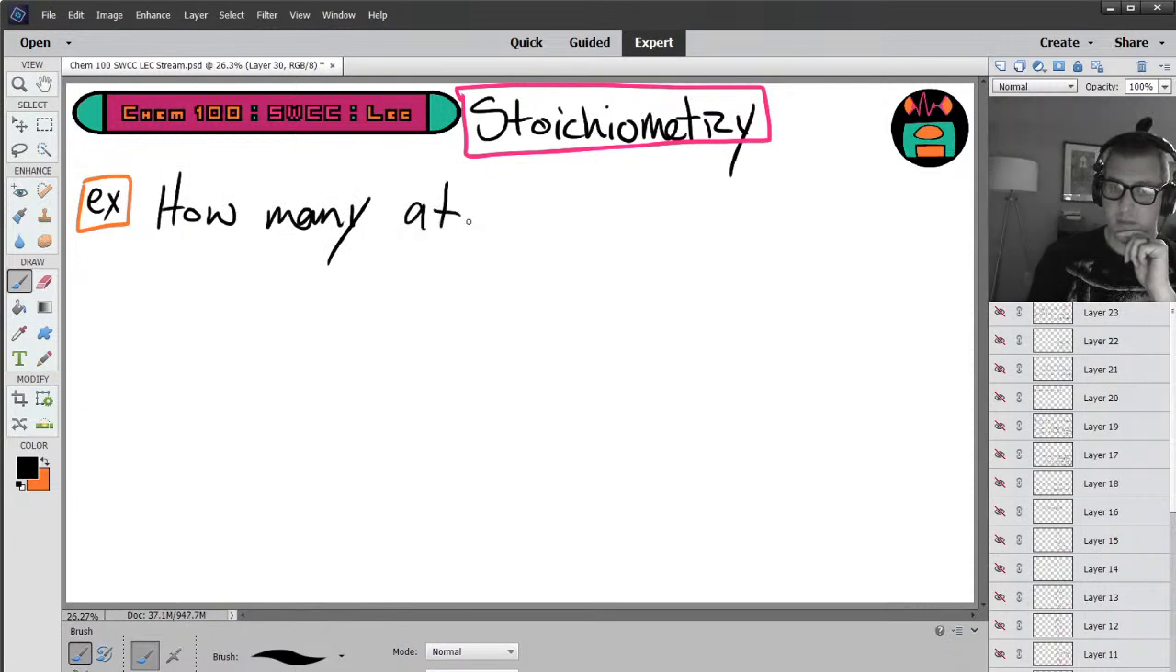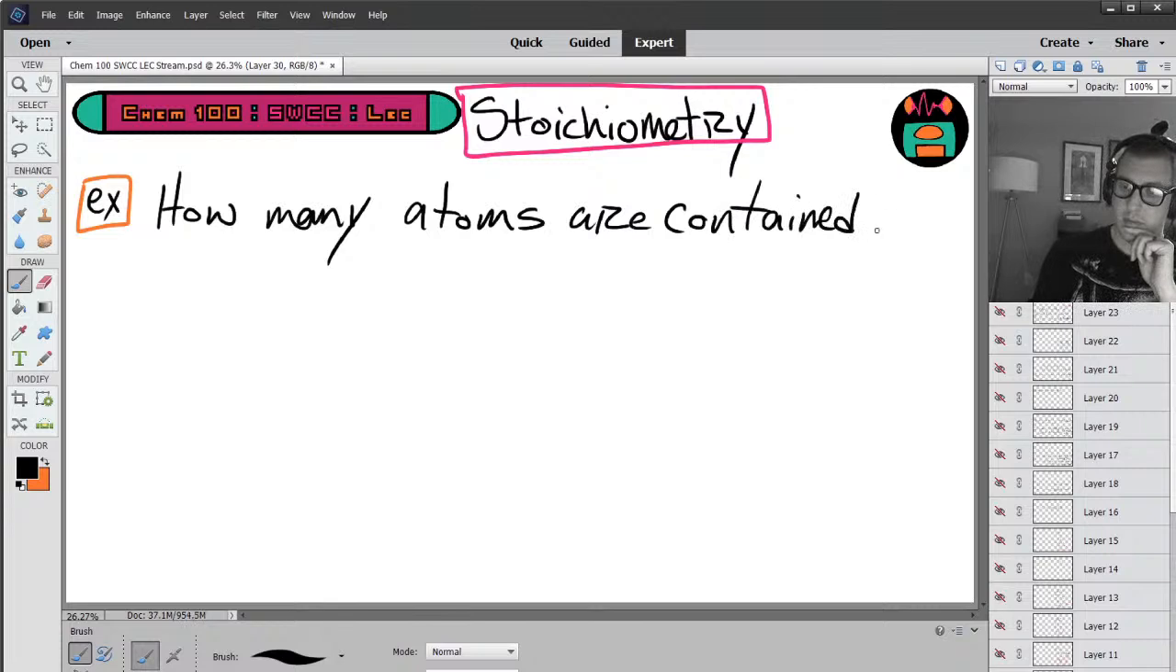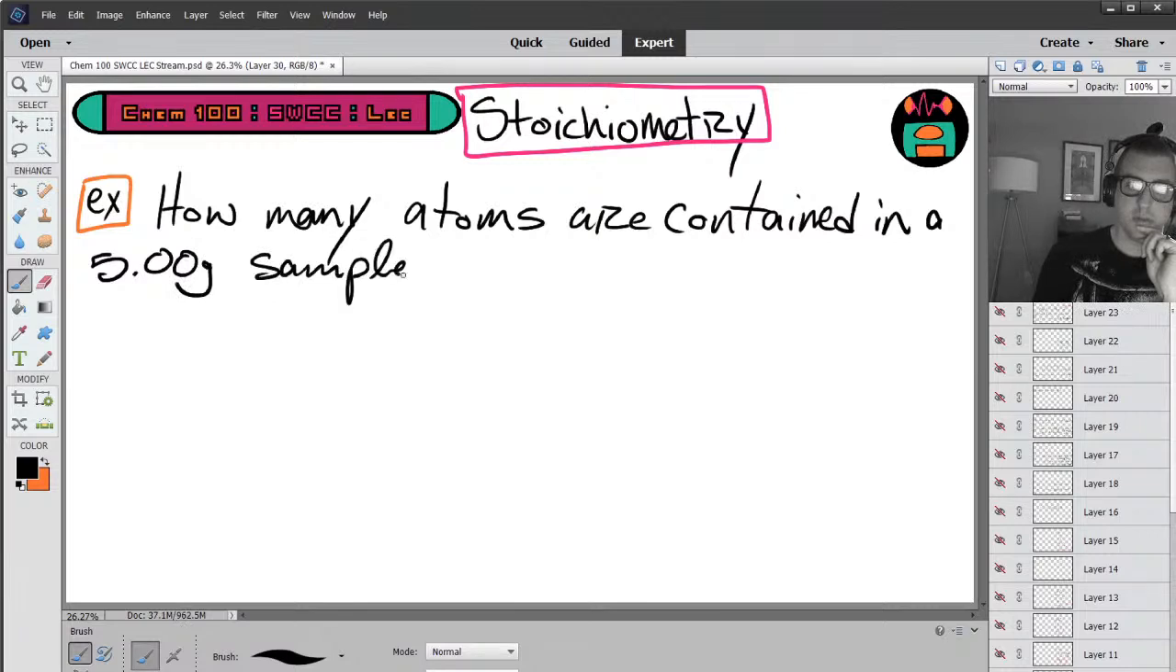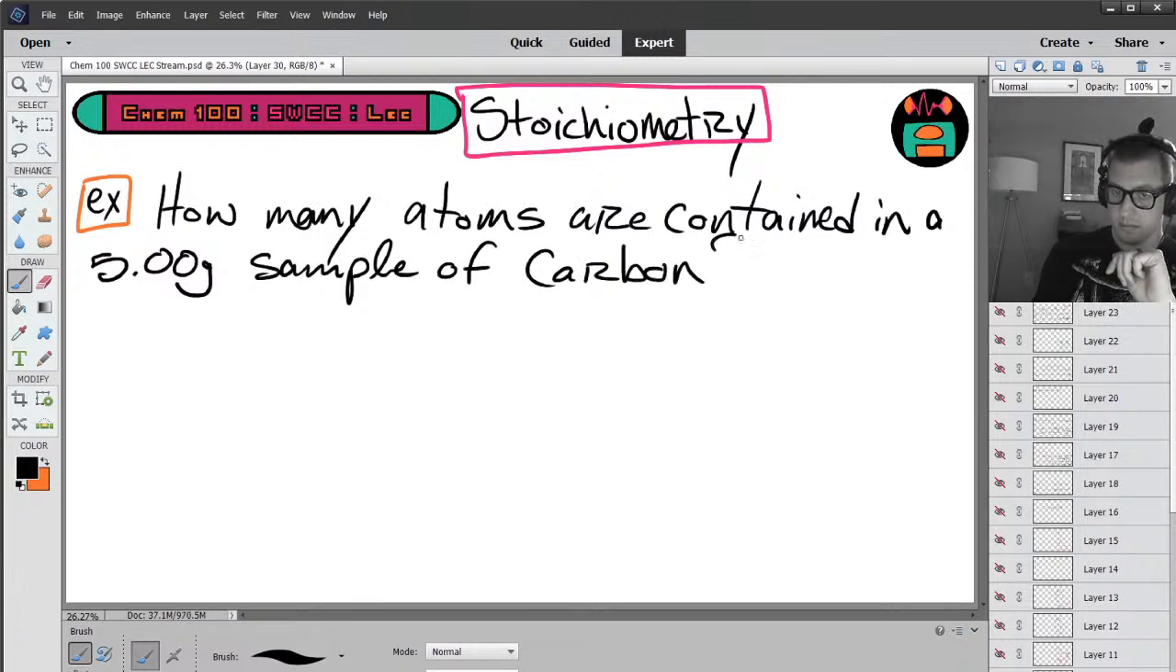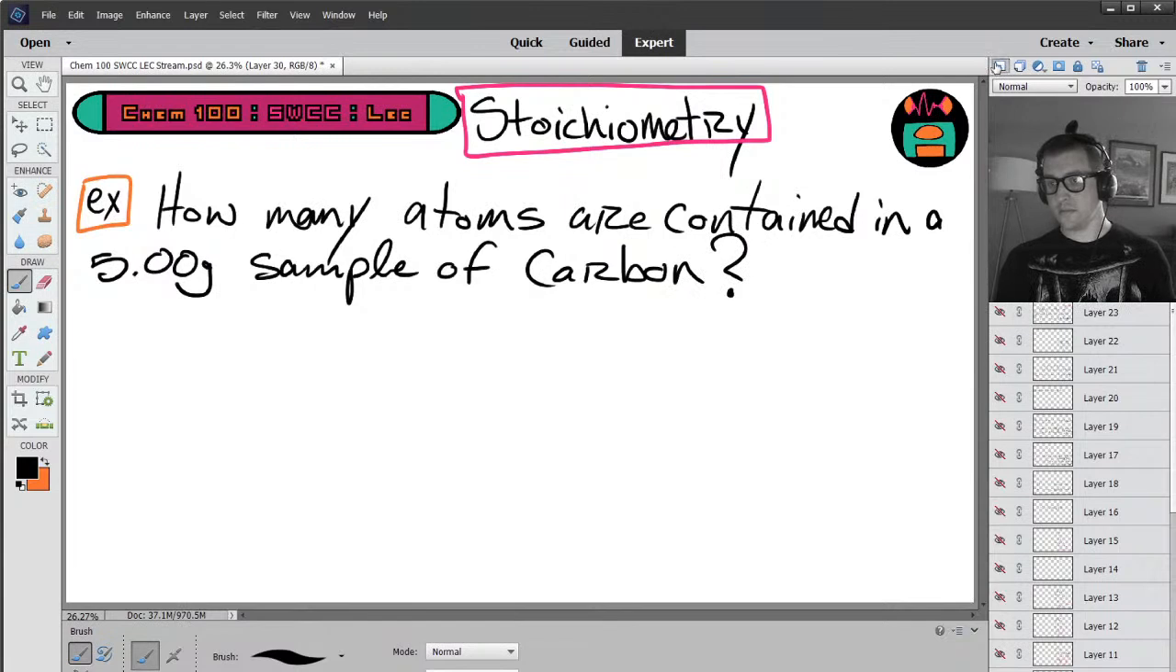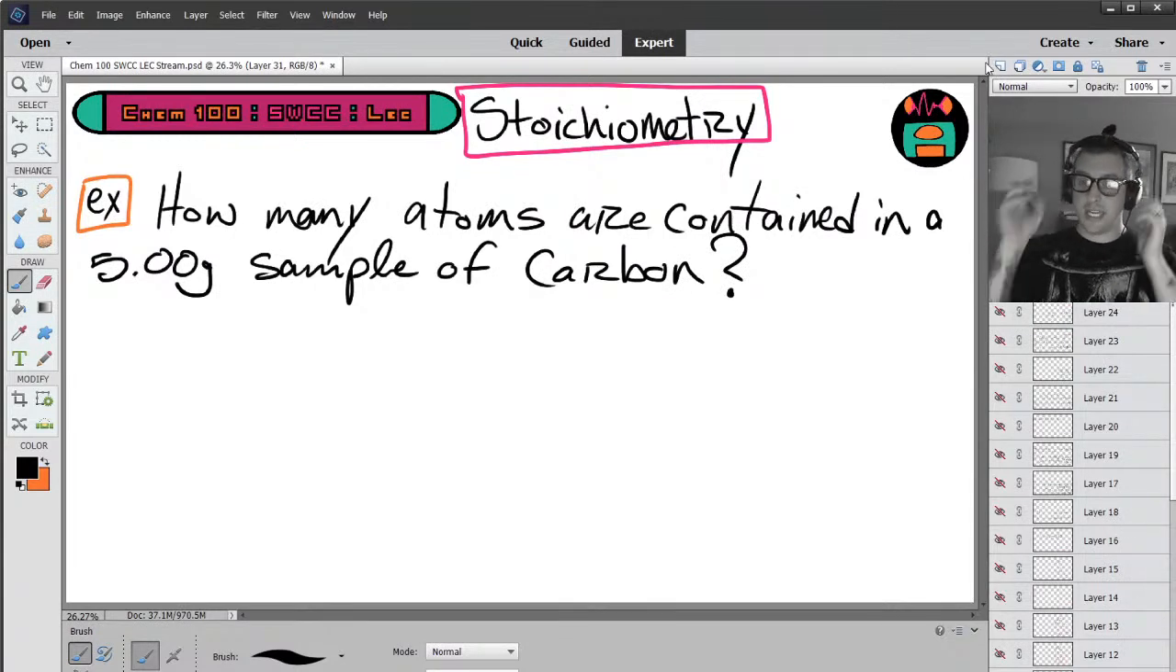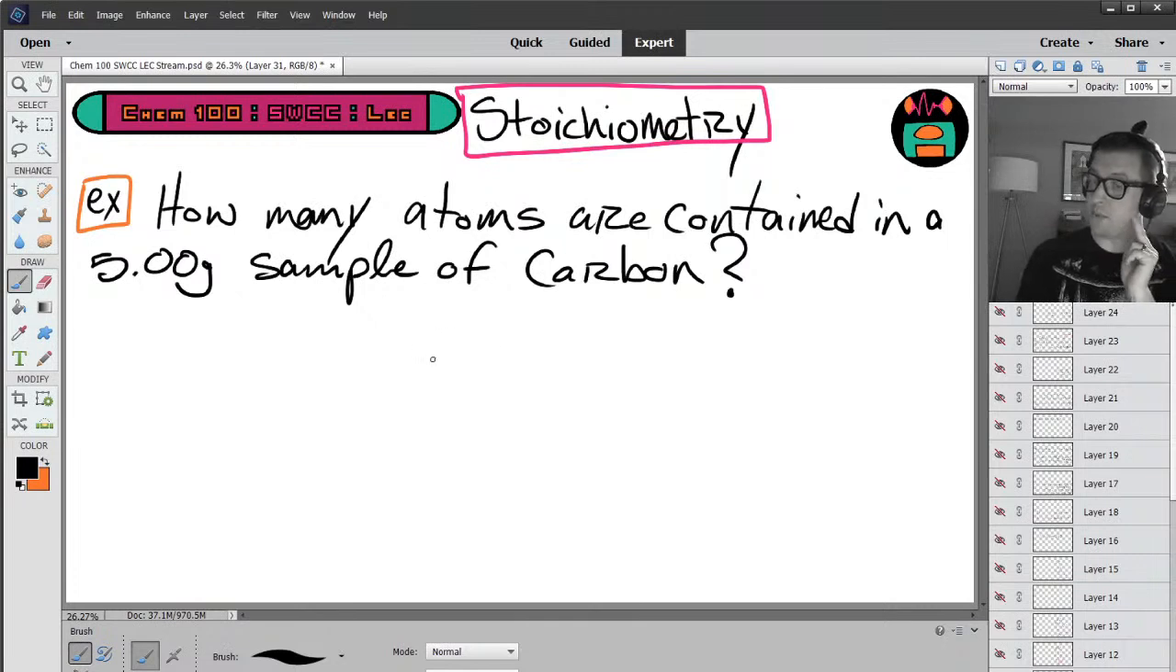How many atoms are contained in a 5.00 gram sample of carbon? Right? How many grams are contained within a 5.00 gram sample? Sorry, how many atoms are contained within a 5.00 gram sample of carbon?